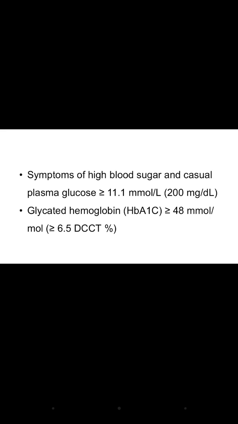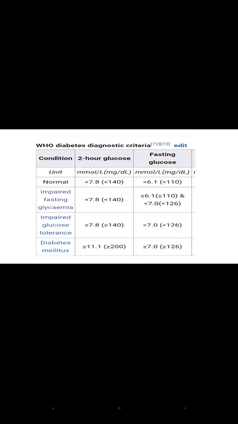If there are symptoms of high blood sugar and the casual plasma glucose is equal to or more than 11.1 millimole per liter, that is 200 milligram per deciliter, or glycosylated hemoglobin, that is called HbA1c, is more than or equal to 48 millimole per mole or more than 6.5 DCCT percent. So if any one of these 4 tests is positive, then the person is having diabetes.